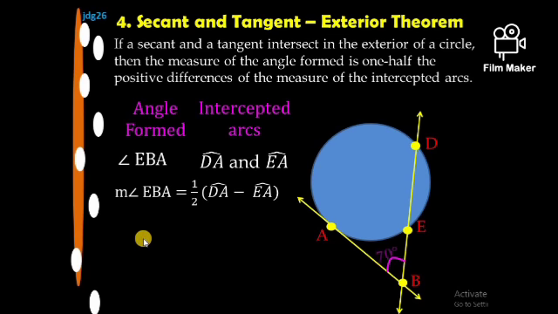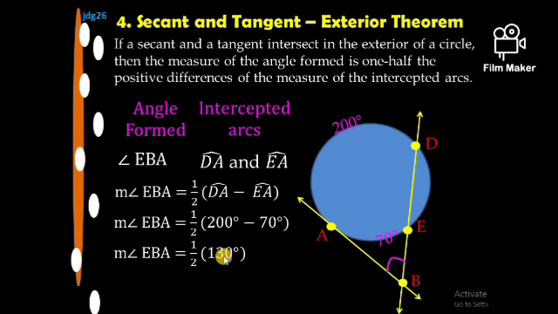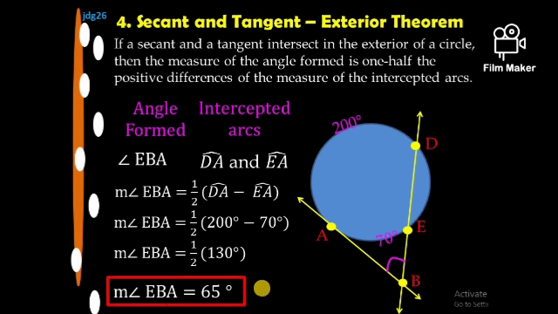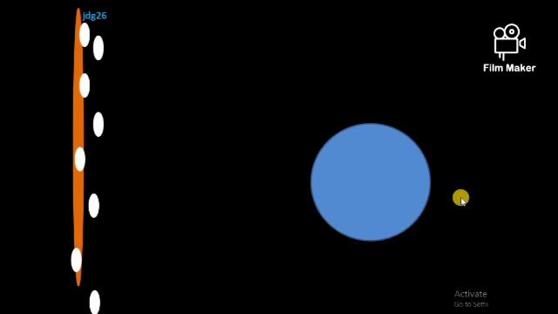So, let's have an example. Let's say arc EA is 70 degrees and arc DA is 200 degrees. So, substitute lang natin sa formula. So, si arc DA is 200, EA is 70, and then subtract lang natin. 200 minus 70 is 130. Then, get the half of 130. We will have 65 degrees. So, which means the measure of the angle formed, which is angle EBA, is 65 degrees.